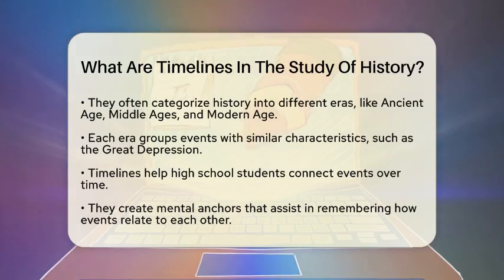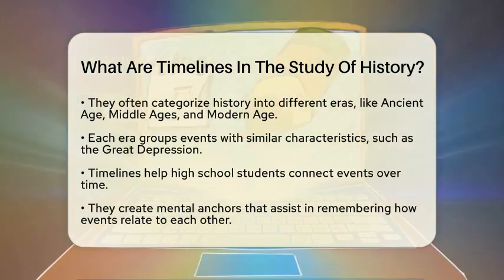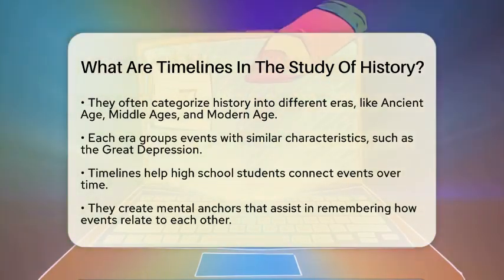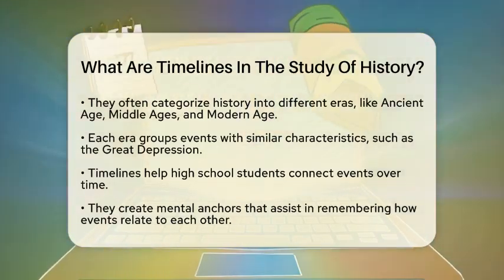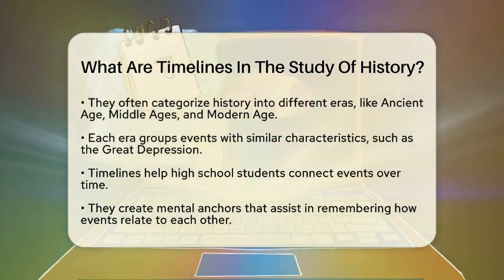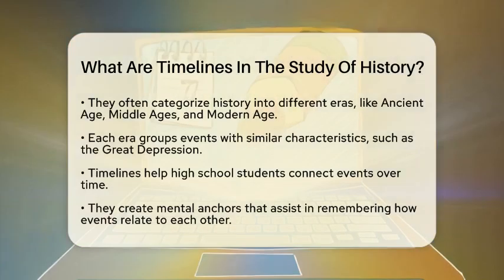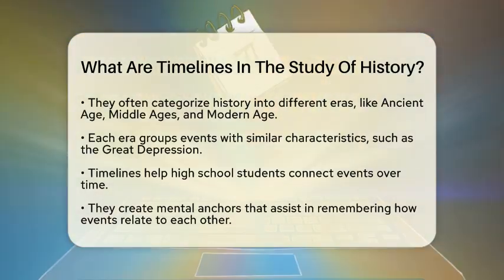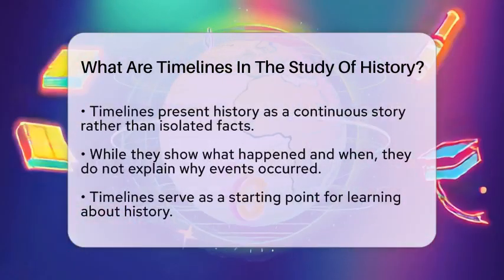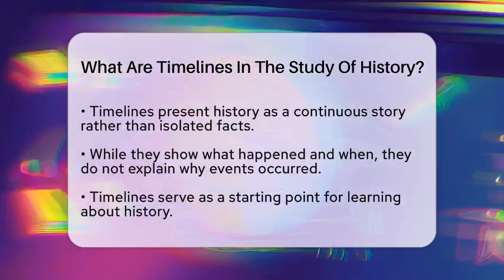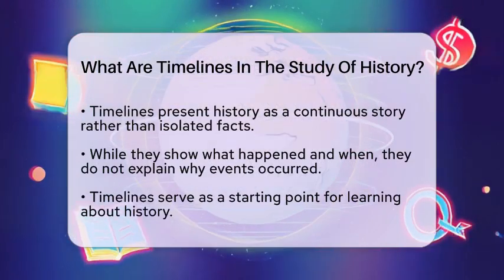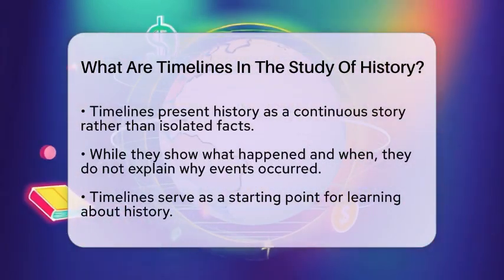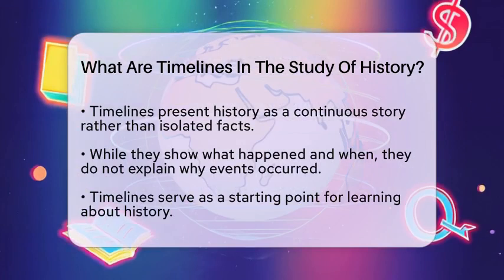In high school, timelines are incredibly helpful. They provide a clear and straightforward way to connect events over time. When students learn to place new information on a timeline, it creates a mental anchor. This makes it easier to remember how one event leads to another. Rather than viewing history as a series of isolated facts, timelines help students see it as a continuous story.